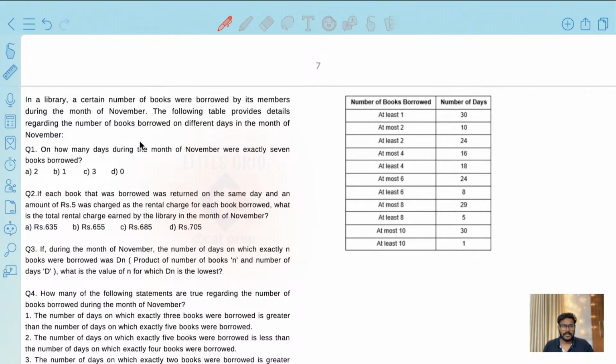In a library, a certain number of books were borrowed by its members during the month of November. The following table provides details regarding the number of books borrowed on different days in the month of November. Number of books borrowed, at least one, at most two, number of days, 30 days. On how many days during the month of November were exactly 7 books borrowed?